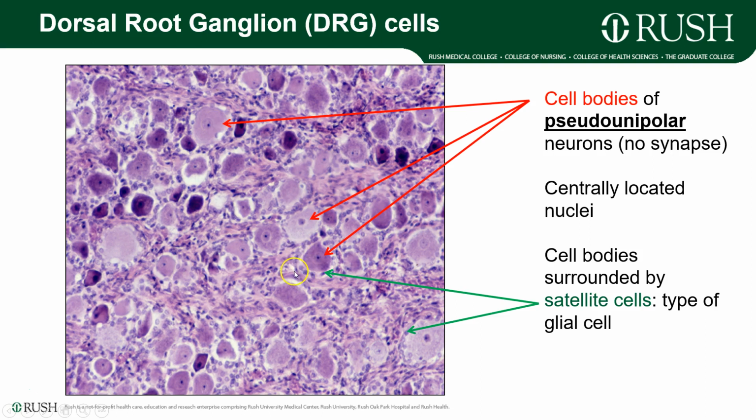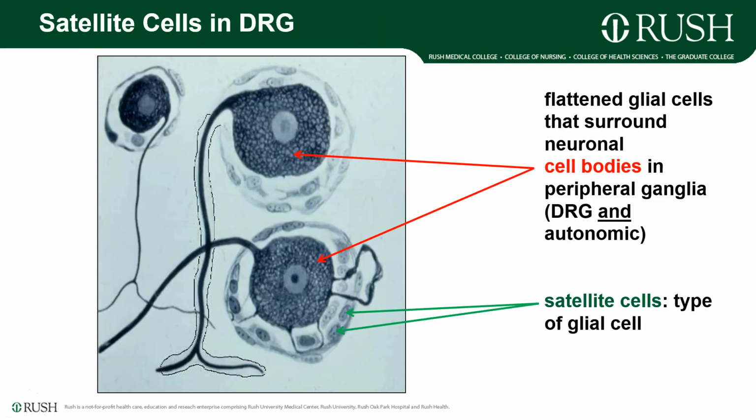Around the cell body, you also notice there are cells which are referred to as the satellite cells, which are a type of glial cells. In this picture, it becomes a little clearer. So here you are seeing the cell body of a pseudo-unipolar neuron with these satellite cells, which are clearly depicted surrounding the cell bodies.